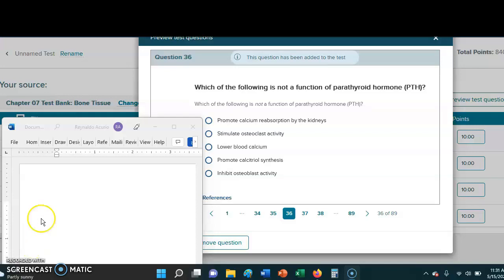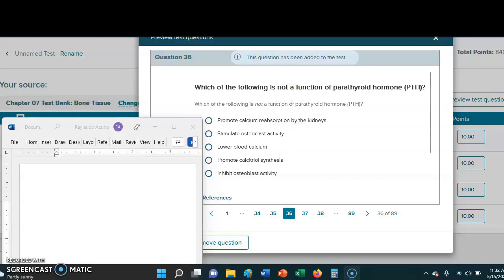Okay, question number 1. Which one of the following is not a function of parathyroid hormone? Okay, so let's stop the video for 5 seconds so you can think about your answer. Okay, let's take a look at the options then. Promote calcium reabsorption, stimulate osteoclast activity, lower blood calcium. No, the job of parathyroid hormone is to increase the blood levels of calcium.